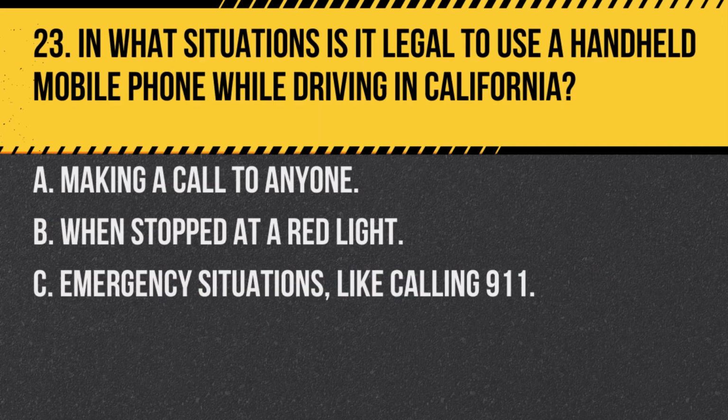Question 23. In what situations is it legal to use a handheld mobile phone while driving in California? A. Making a call to anyone. B. When stopped at a red light. C. Emergency situations like calling 911. Answer: C. Emergency situations like calling 911. California law allows the use of handheld mobile phones while driving only for emergency calls to services like 911.